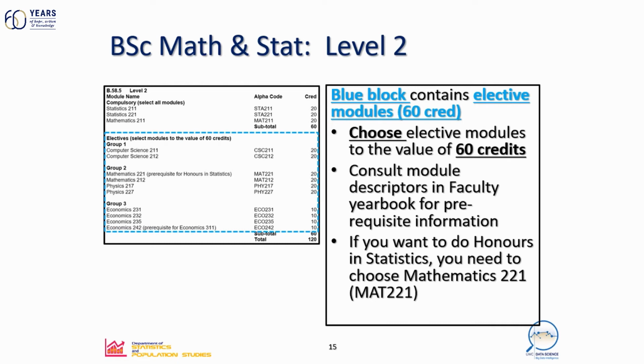If you are considering an honours in data science, then you will have to choose Computer Science 211 and Computer Science 212 along with Mathematics 221. You will need the second level Computer Science to continue with third level Computer Science, which is a prerequisite for entry into an honours in data science. And you will need Mathematics 221 because that is a prerequisite for entry into an honours in data science as well.